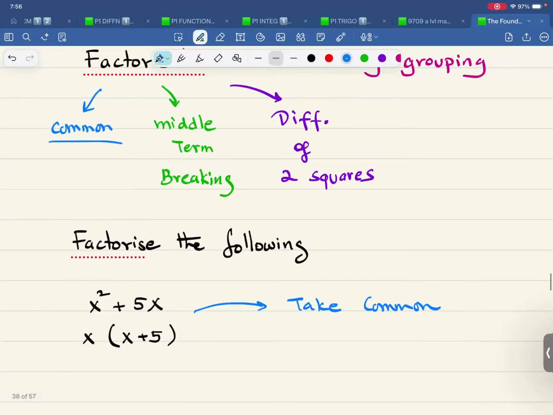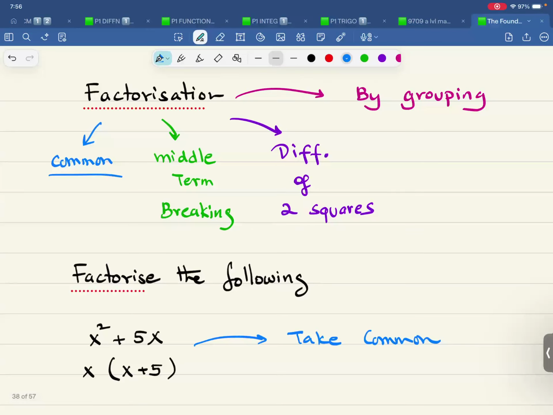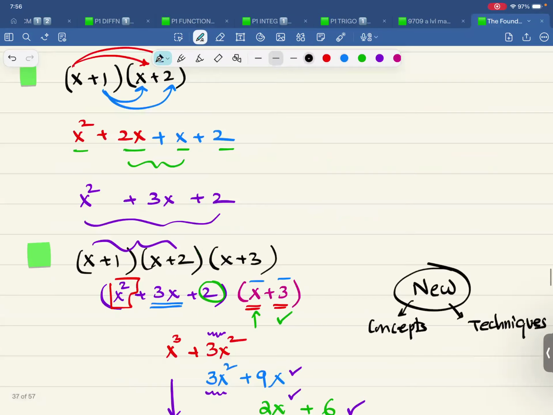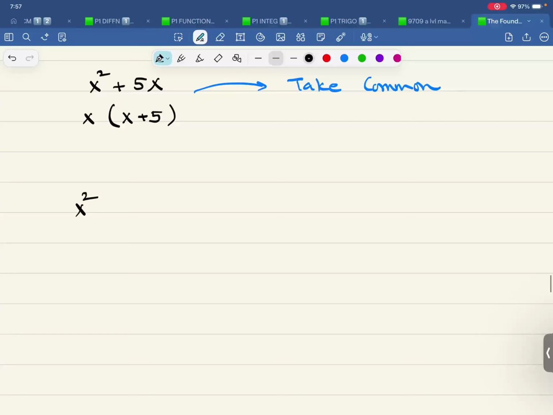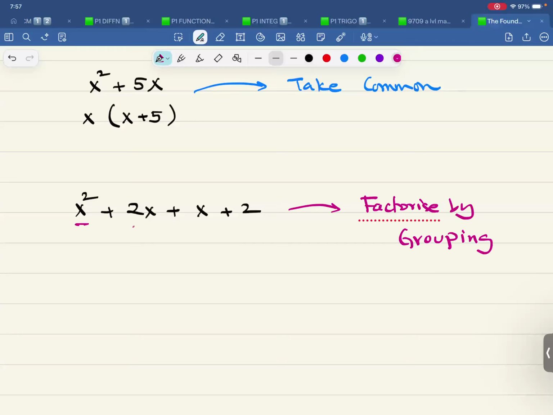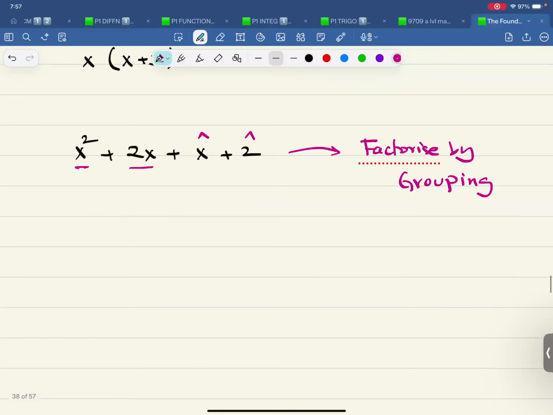A very simple example. Now let's talk about factorization by grouping. So if I talk about this step, x squared plus 2x plus x plus 2, this is factorization by grouping. So factorize by grouping, form groups. Look at x squared, look at 2x, that's one group. Look at x, look at 2, that's the other group.